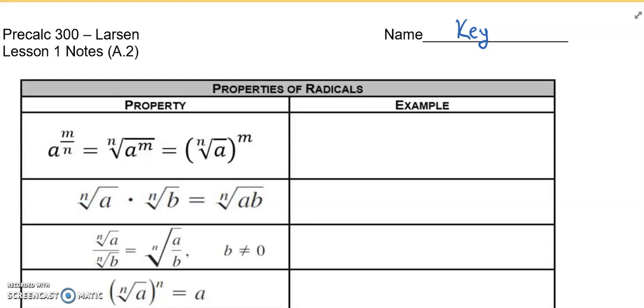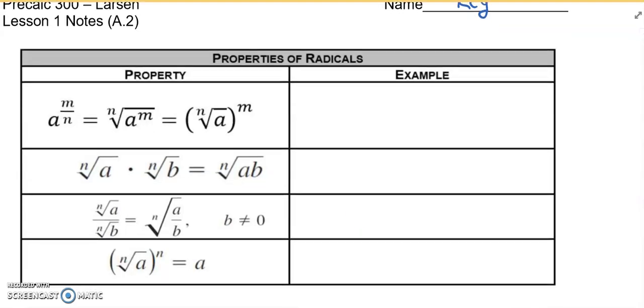Today we're going to talk about properties of radicals. So we have 4 properties we'll talk about, then we'll do some practice. So first one is fractional exponent. So your exponents are fractions. This is a to the m over n power.